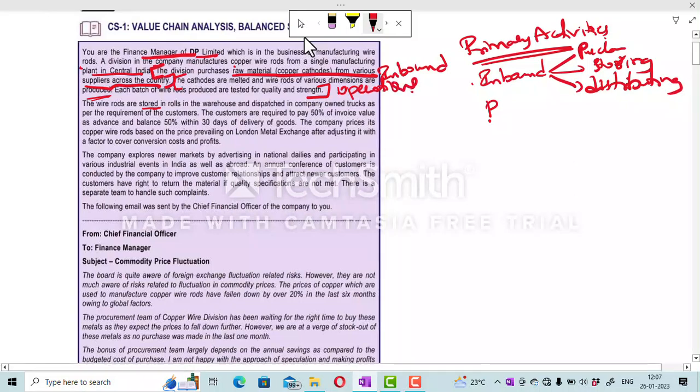Third one. The wire rods are stored in rolls in a warehouse and dispatched in company-owned trucks as per the requirement of customers. Customers are required to pay 50% of the invoice as advance. See, only this one. They are collecting from the operations production line, storing it in the warehouse and dispatching whenever the customer requires. Okay, all this comes under outbound.